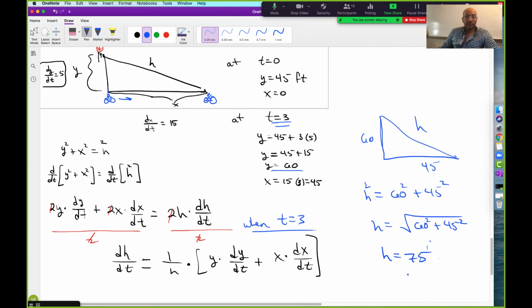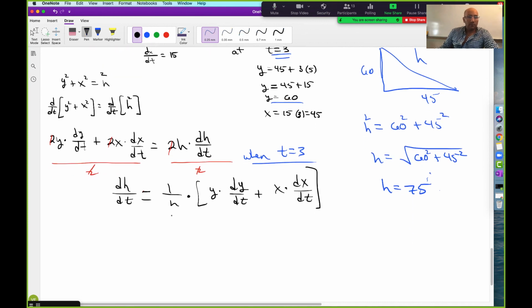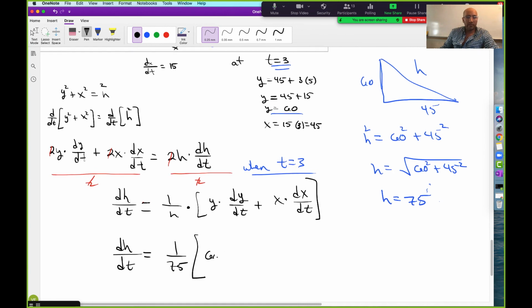So now I have everything I need. I didn't mean to go all the way through. I was just going to stop somewhere, but I couldn't help myself. This was too much fun. 1 over 75. The y is, where did the y go? The y is 60 times dy dt. Dy dt was 5. Plus x was 45, and then dx dt is 15.